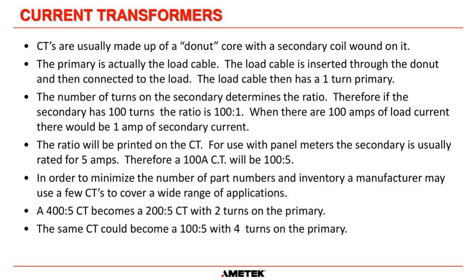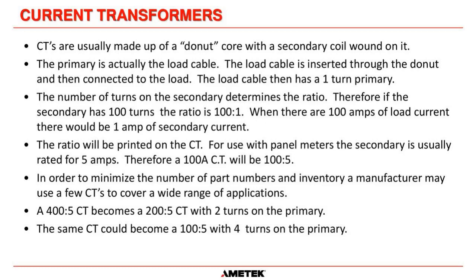With CTs, the primary is actually the load cable, and the cable is inserted into the donut and then connected to the load. The load cable then has a one-turn primary. The number of turns on the secondary determines the ratio. Therefore, if the CT has 100 turns, the ratio is 100 to 1. When there are 100 amps of current, there would be 1 amp of secondary current.